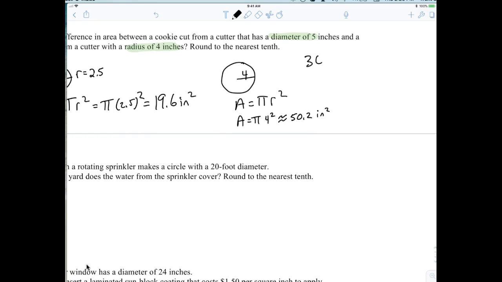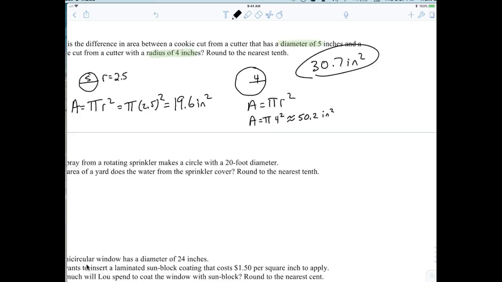30.7. Come on. You even told me what the answer is. Well, you said to subtract them. You really can't do 50.2 minus 19.6 on a calculator? That's what you're telling me. Come on. Yes. Layton, what did you get? 30.7. Yeah, roughly 30.7 square inches. All right, is everybody good with that?